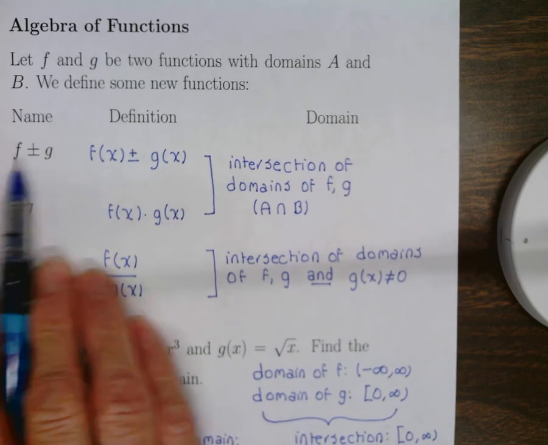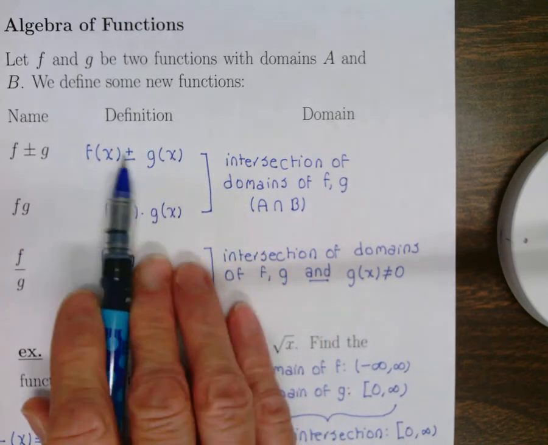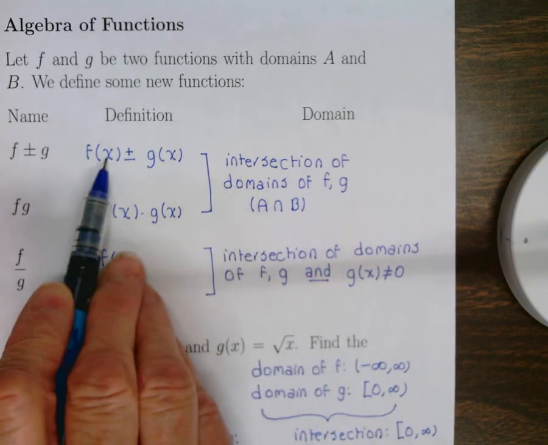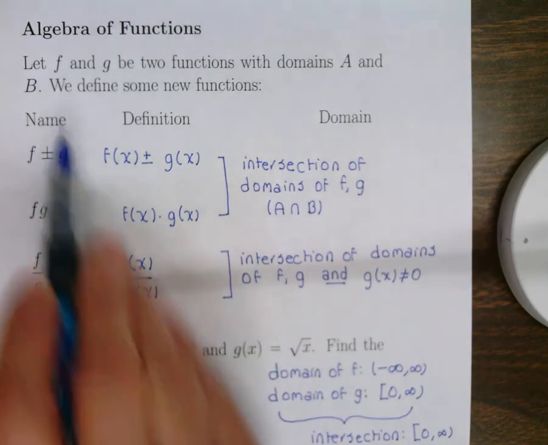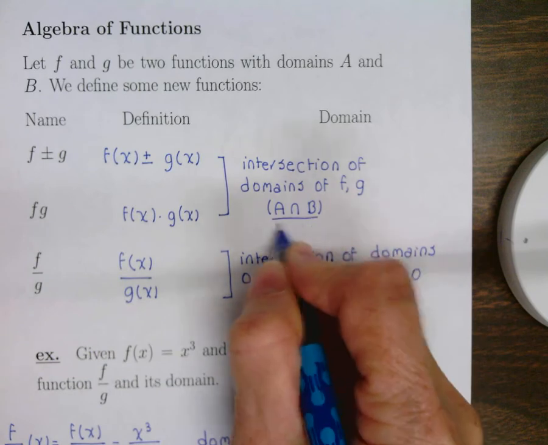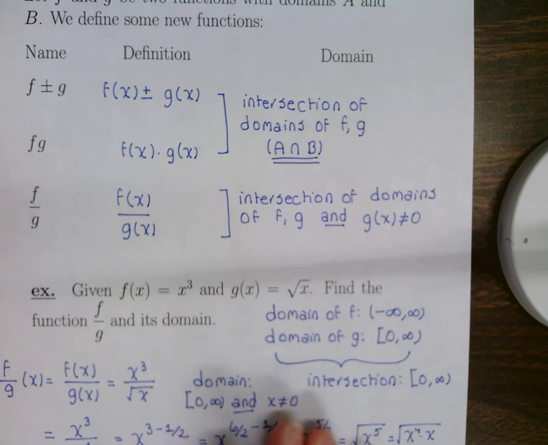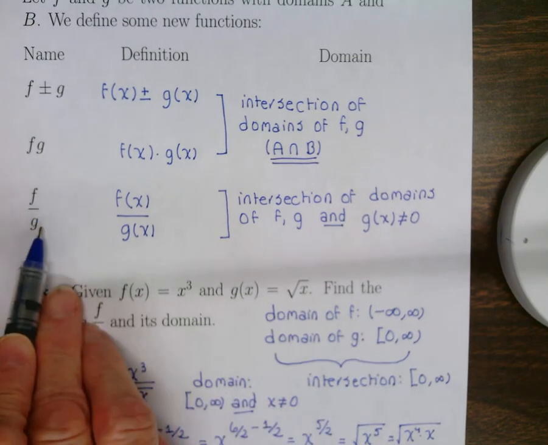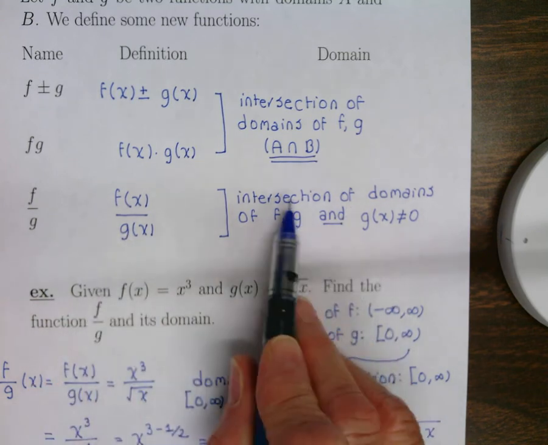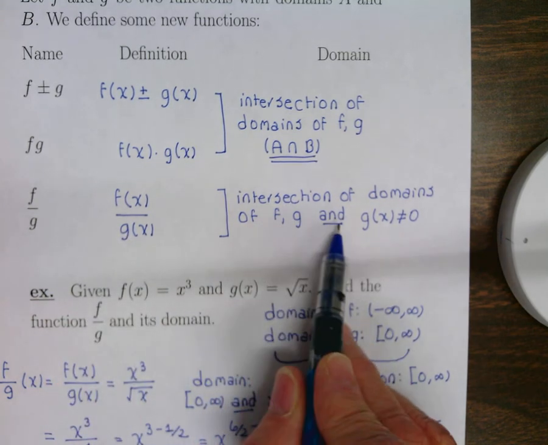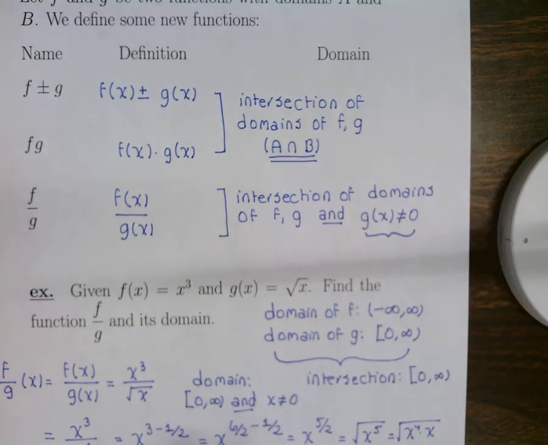And we saw that if you have f plus or minus g or f times g, the domain of the new function is going to be the intersection of the domains of the individual functions. And if we call those domains A and B, it's the intersection of A and B. Now, if it's division, we define it the same way. F over g is the function f of x over g of x. It's also got to be the intersection of the domains, but we have to make sure that g of x is not equal to 0. So we have that added condition.